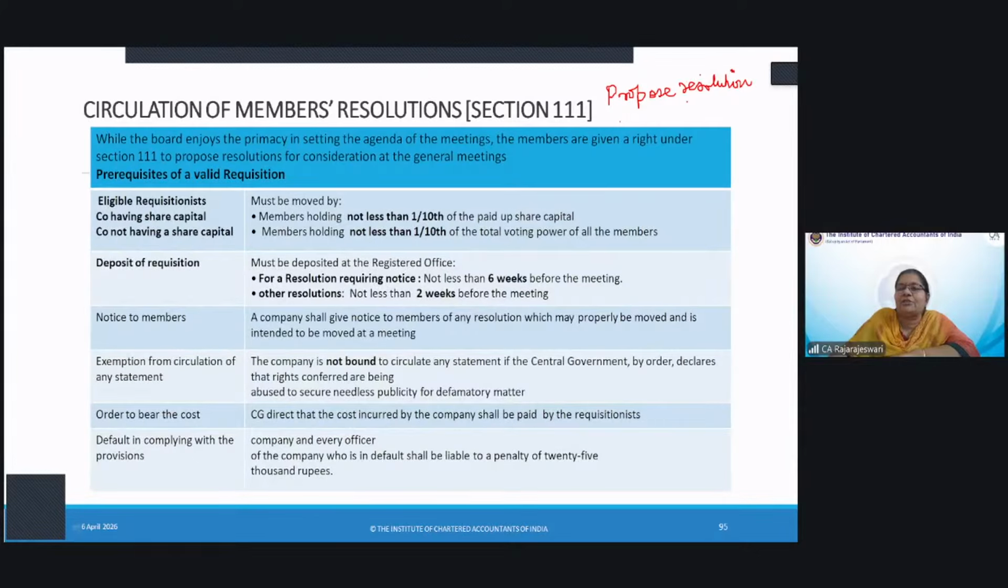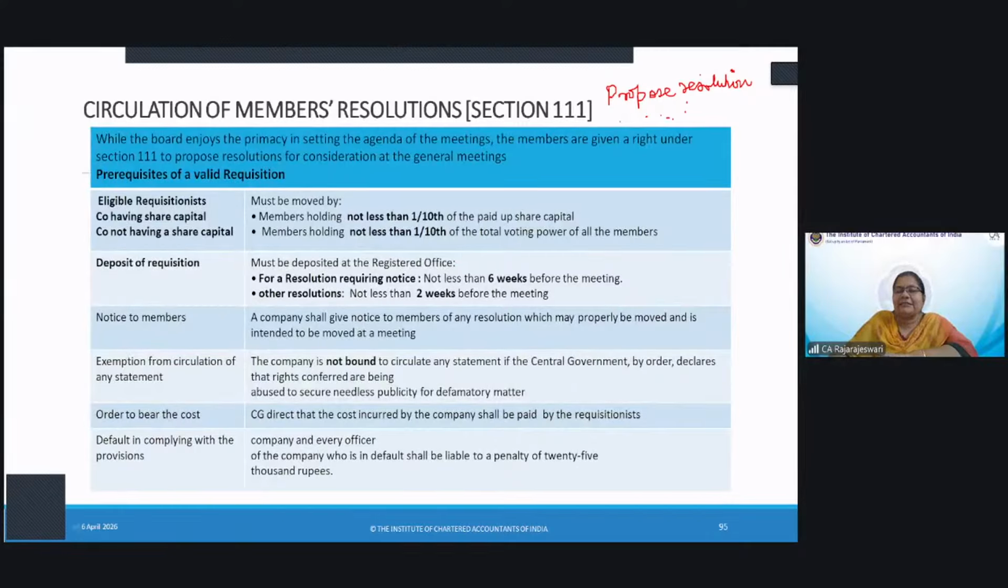See, normally the notice will be given. But if the member wants to have a resolution being passed, then he can give. Then who can give it? So those procedures we will see, what section 111 says. Can he do it at the last minute? No. So who can do it? How it can be done? So that we will see.